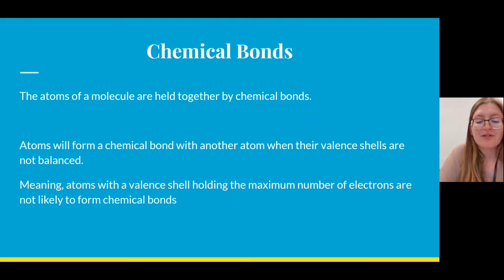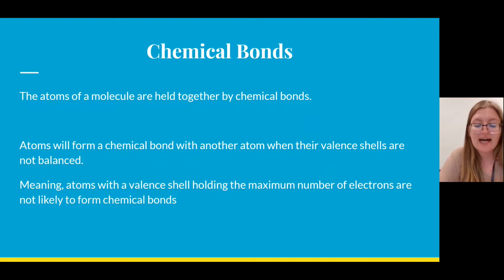The atoms of a molecule are held together by forces of attraction called chemical bonds. The likelihood that an atom will form a chemical bond with another atom depends on the number of electrons in its outermost shell, which is also called the valence shell. An atom with a valence shell holding 8 electrons, or 2 for hydrogen and helium, is chemically stable, which means it is unlikely to form chemical bonds with other atoms.